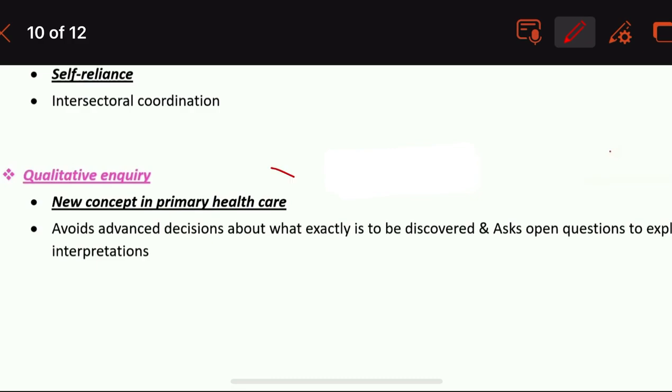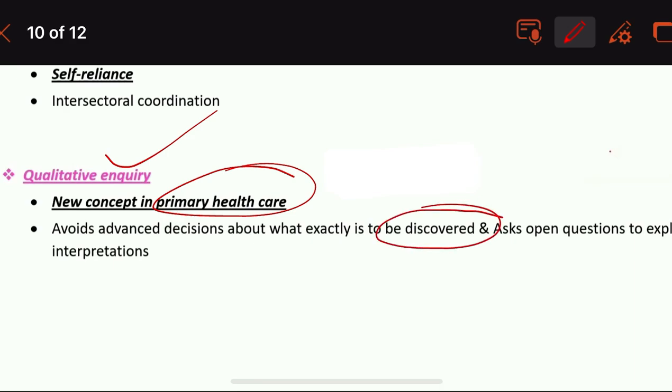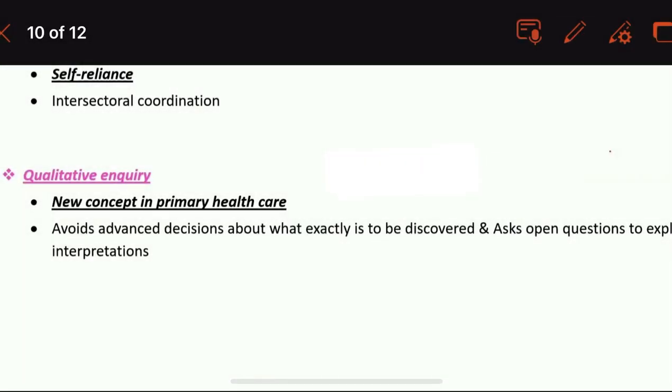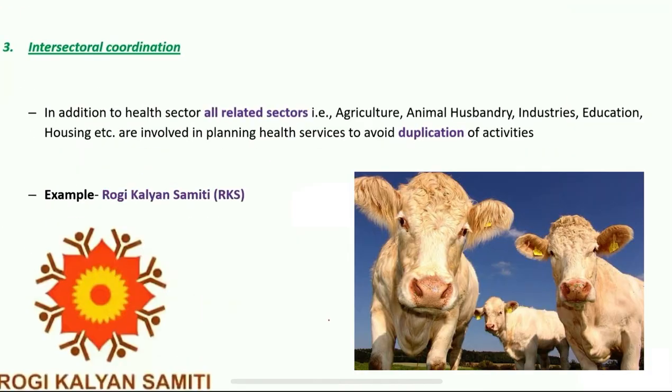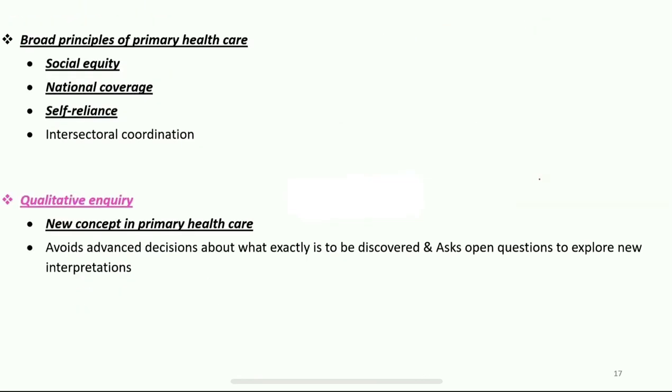So we see that the new concept in primary healthcare is qualitative inquiry. It avoids advanced decisions about what is to be discovered, and asks open questions to explore new interpretations. We are not taking advanced decisions about what is yet to be discovered. We avoid things which are not yet implemented, and we focus on providing essential primary healthcare. Avoid such advanced decisions and ask open questions so that you can explore new interpretations from the people. So this was about the principles and the qualitative inquiry.